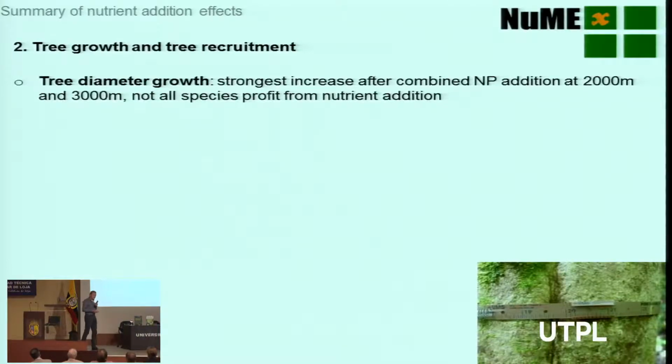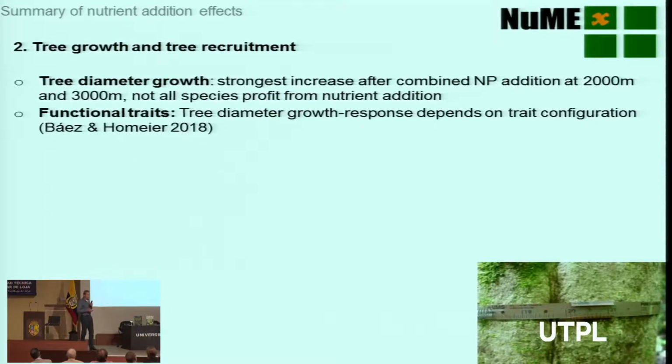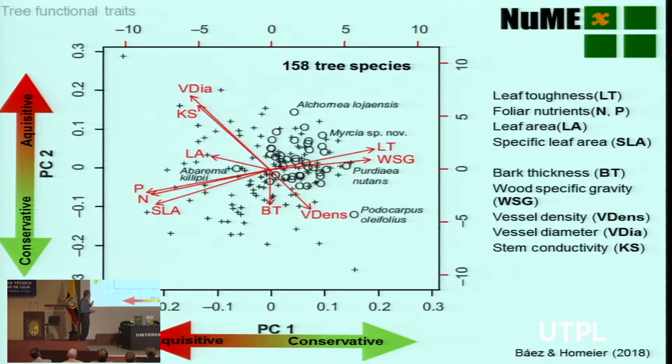So that was a bit complicated, to separate the stand-level response from species-specific response. And that was why we started to use functional traits, so the properties of trees, to see if we can explain the growth response independent of species using the functional properties of trees. And what we did was we used the functional traits, and then we did a PCA, an ordination analysis, to see how the trees differ in their strategies.